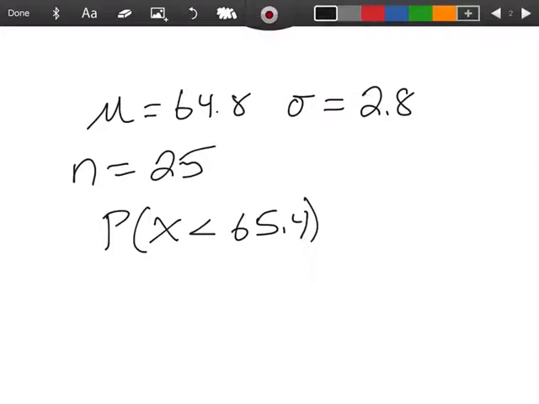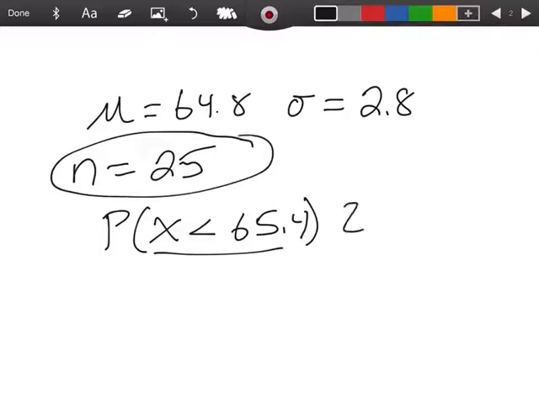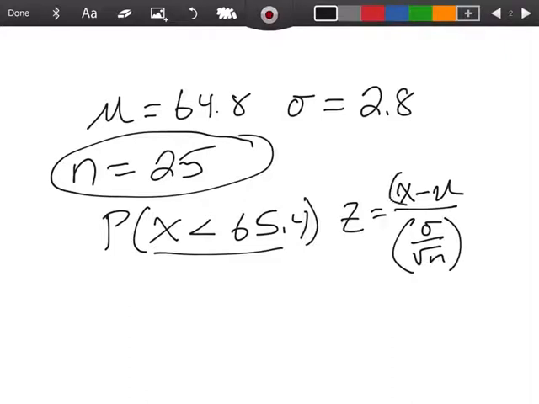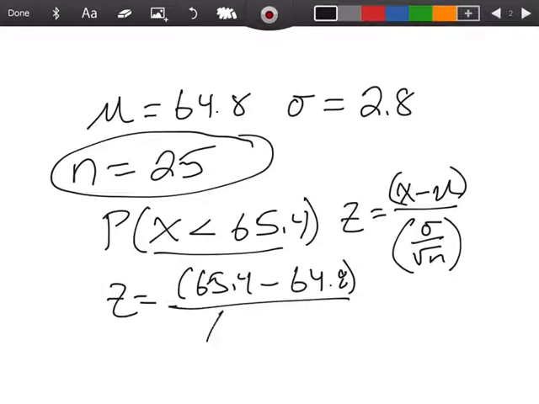So we're going to find the probability that our sample mean is going to be less than 65.4. Remember, we need to convert that X value to a Z-score. But now we're using a sample of 25 women. So remember, everything is still going to stay the same. It's still going to be X minus mu, but the bottom part is going to be sigma divided by the square root of n. Okay, so I'm going to do this on my calculator just like I did before. So we're going to say the Z value was 65.4 minus our mu, which is 64.8, divided by 2.8 divided by the square root of 25.